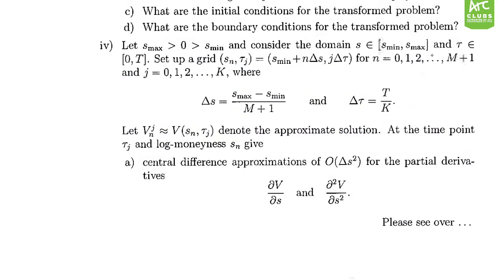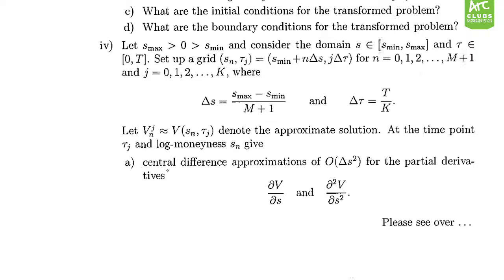So S min to S max over here, and we have the expiration time T. And this is the definition. So the change in stock price is given by S max minus S min over M plus 1. M plus 1 is really just how far apart you want to separate the predictions. And again, this is the same definition as what we have defined all the time. And this is the expression to denote the approximate solution.